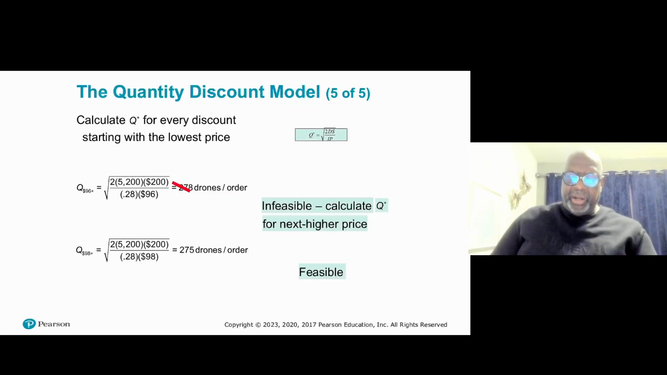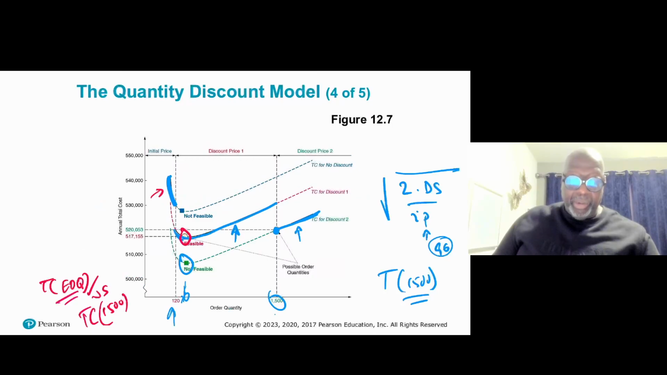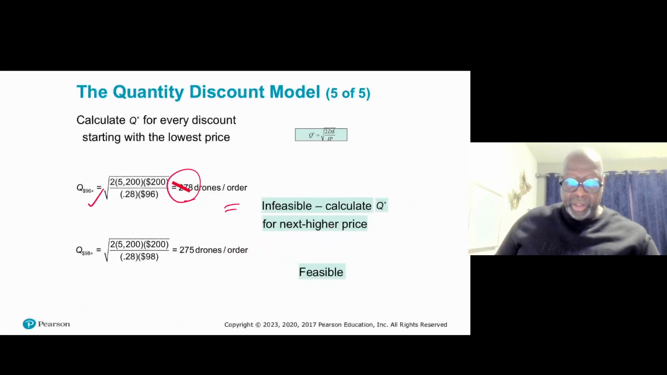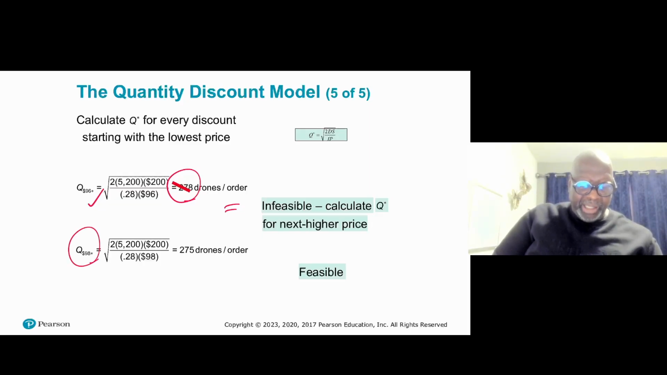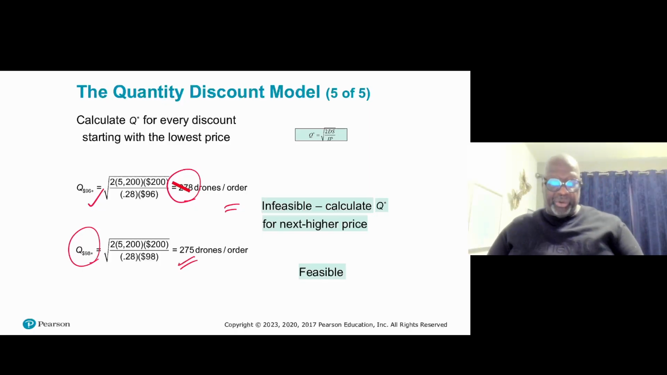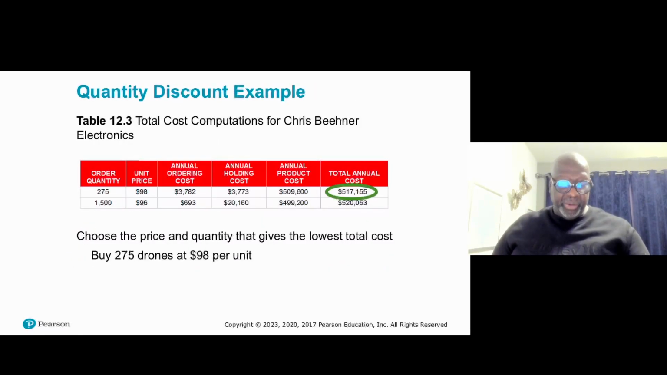So this is just showing us our steps where the first time based on the $96, we got 278 drones to order for this problem. So this is a problem about ordering drones and it is infeasible. So we would have to now go with the 1,500 to get the $96. I don't know a $96 drone. It must be a toy. Then we go for the 98 and then we have 275 drones, which is our economic order quantity, which is feasible. So we're now going to compare those two costs.